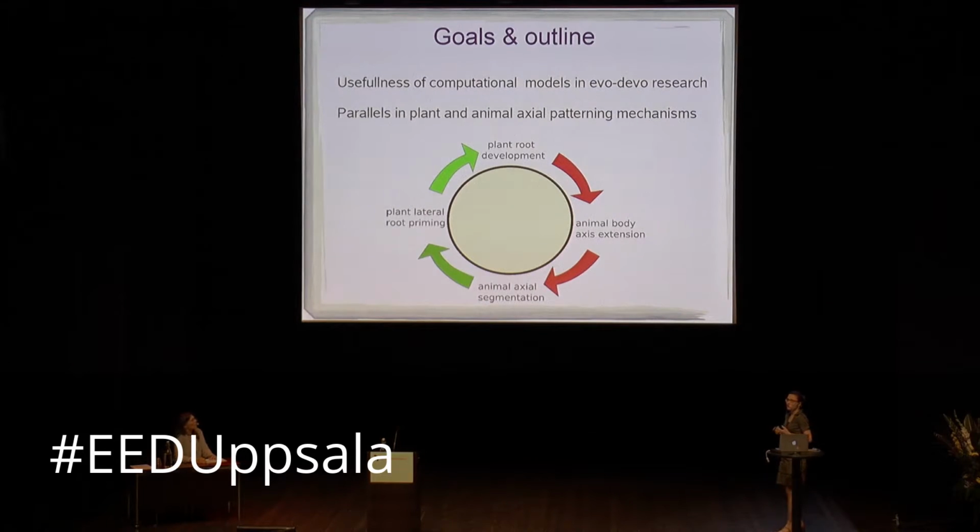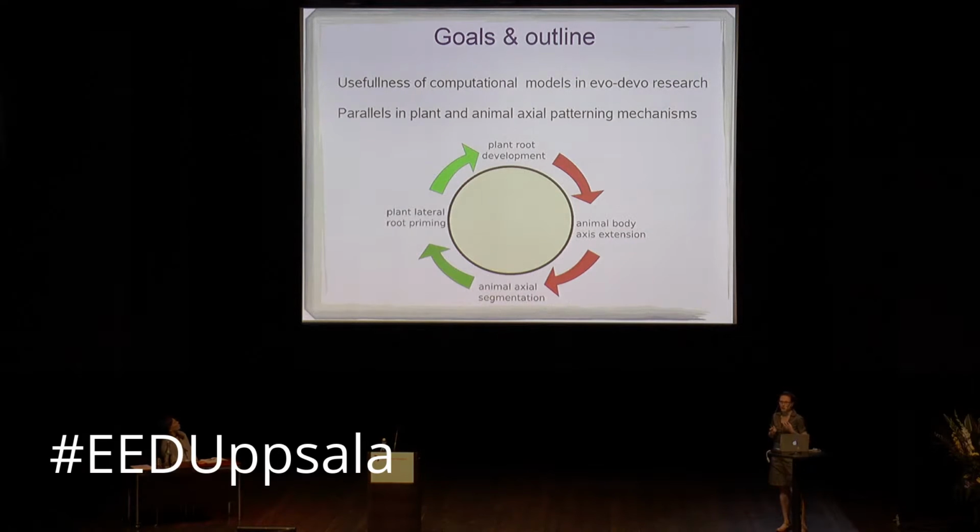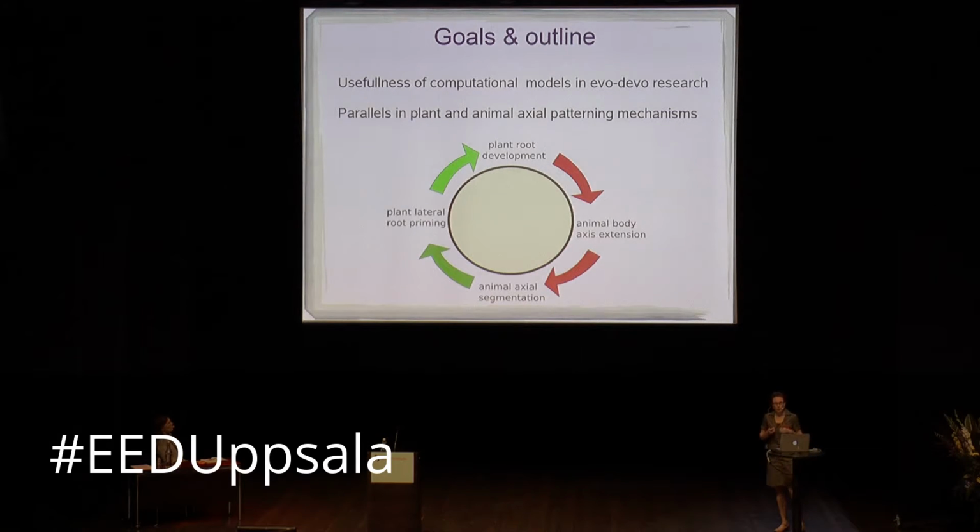So what I would like to do today in this talk is to demonstrate to you the usefulness of computational models in Evo-devo research. And I'm guessing that most of you are now aware of the use of these models when it comes to understanding how particular processes work or how they evolve. But what I want to stress in this talk is also that they're very useful to understanding why patterning mechanisms work the way they work, or why they have evolved down to that particular path. And furthermore, I would like to show you some intriguing parallels between animal and plant axial patterning mechanisms.